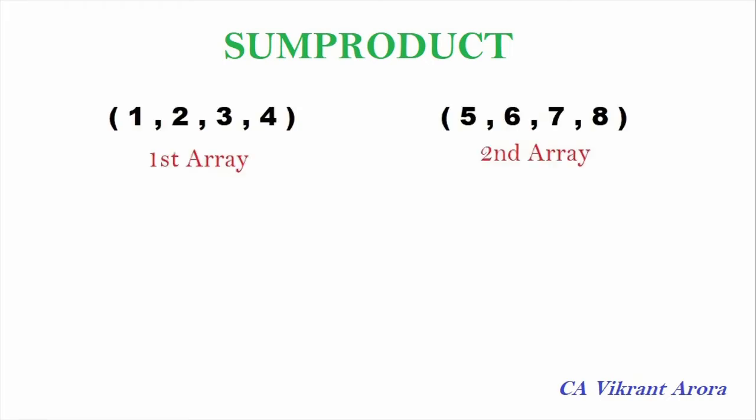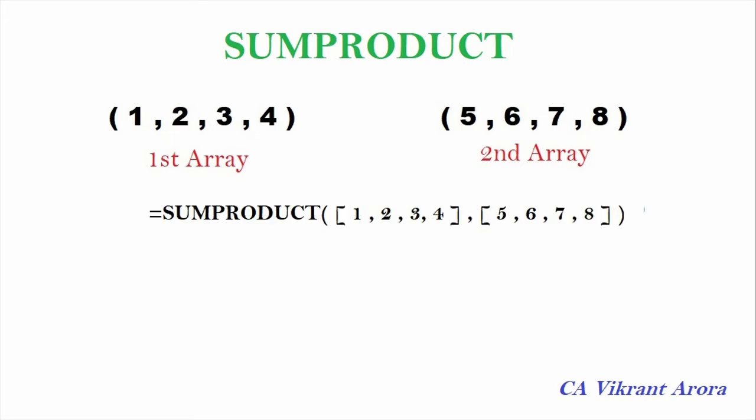Let's understand how the SUMPRODUCT function works. Suppose we have two arrays with values. If we use the SUMPRODUCT function on these two arrays, the formula will look like SUMPRODUCT, first array and then second array. The output upon entering this formula in a cell will be 70.